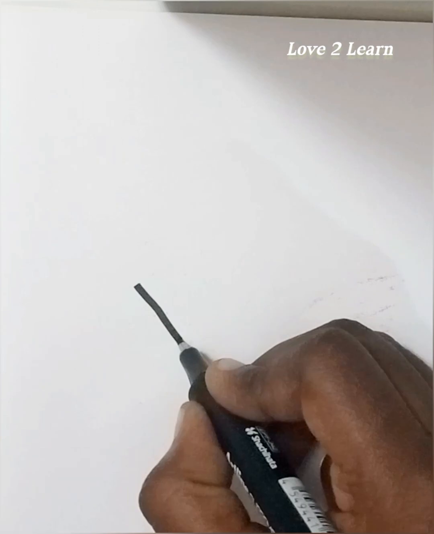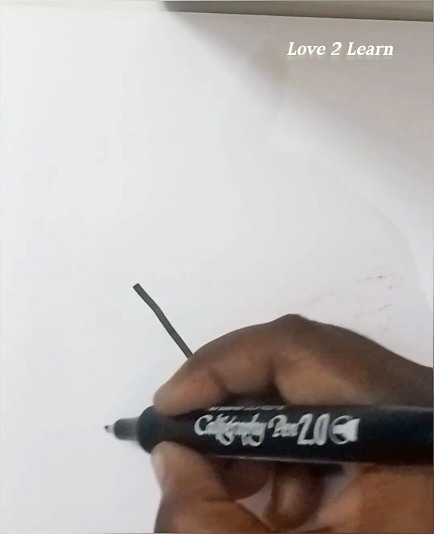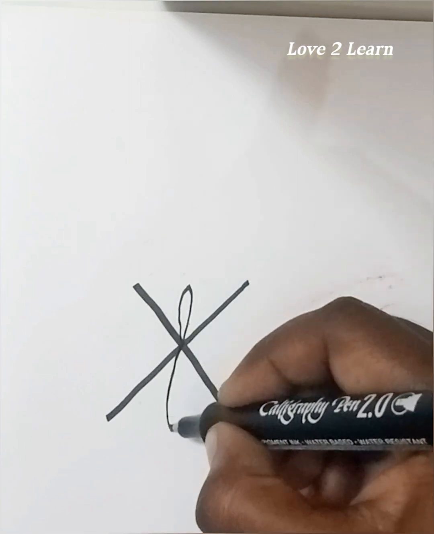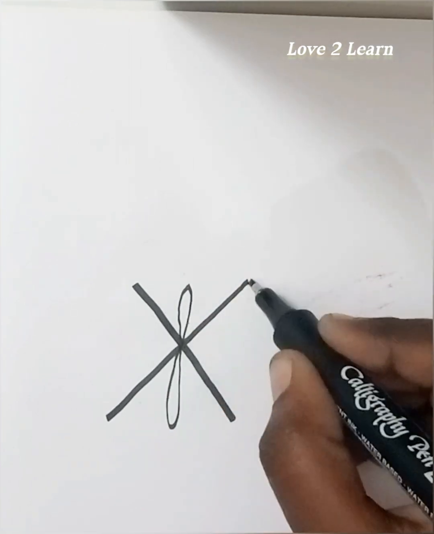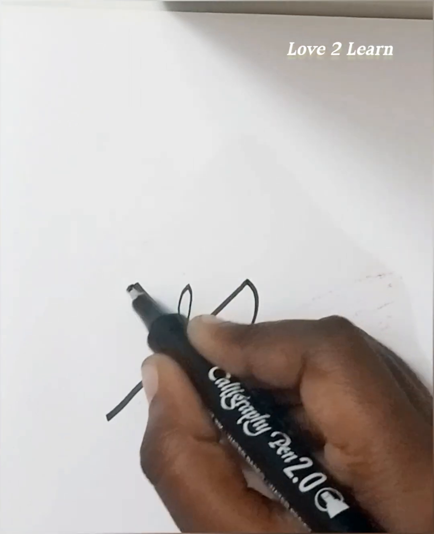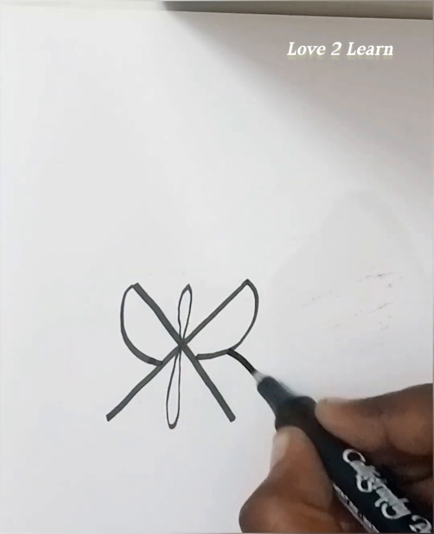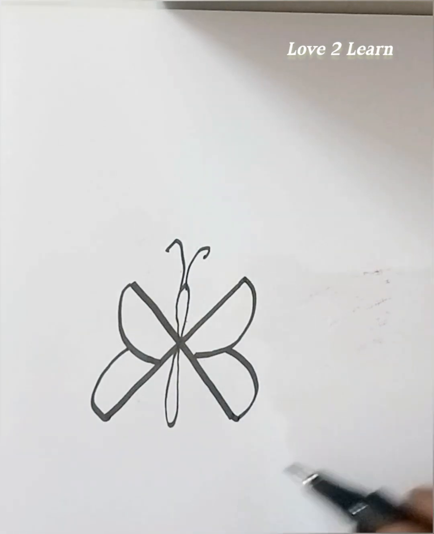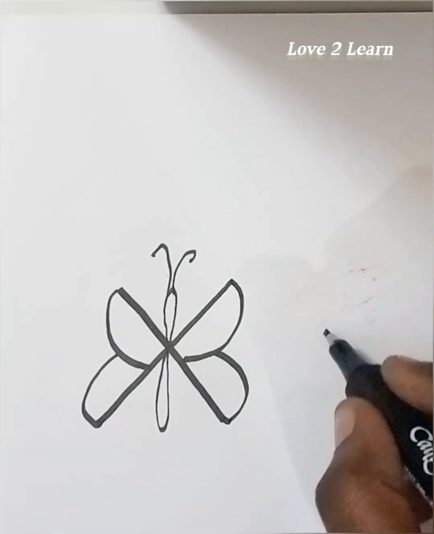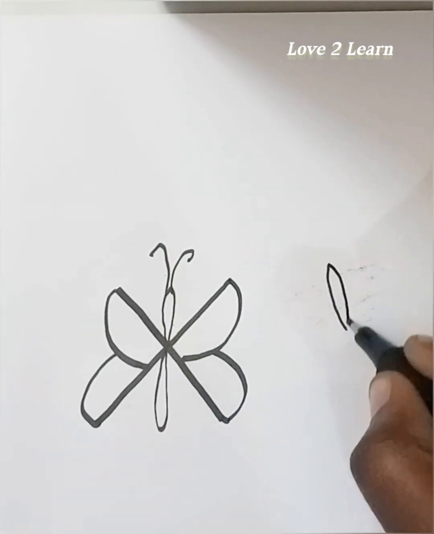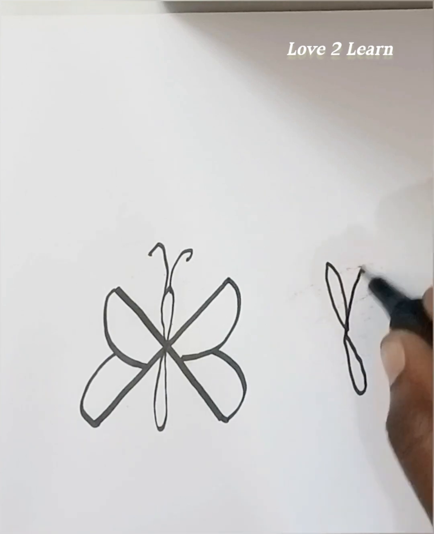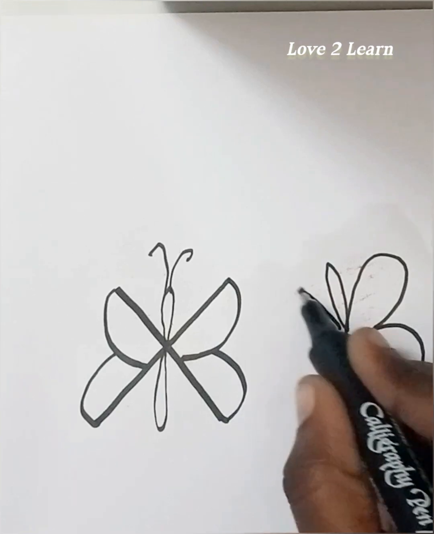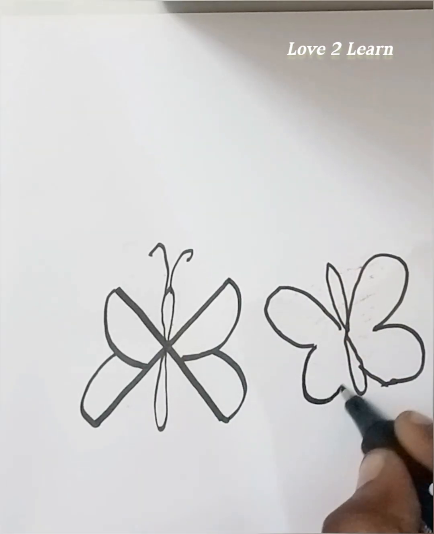So first we'll use 2 standing lines to draw a butterfly. Here 2 slanting lines crossed together. And then some curves are used. And then another butterfly. Here we can use letter B to draw the wings of this butterfly.